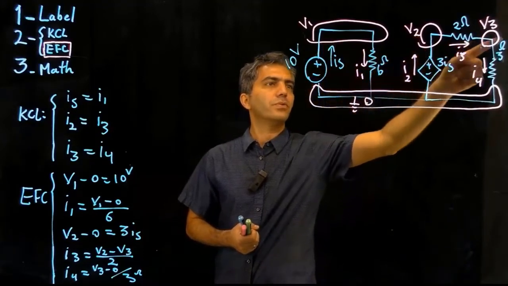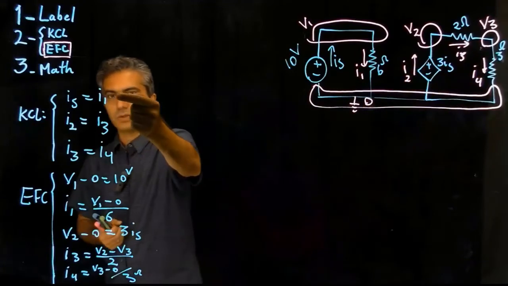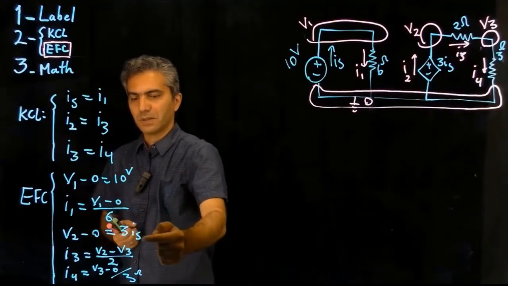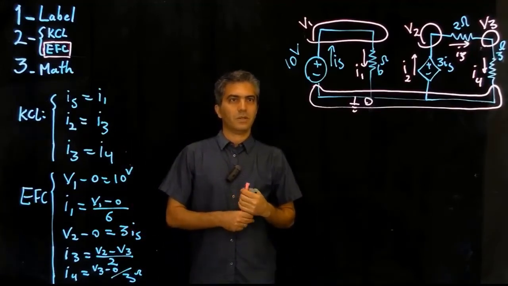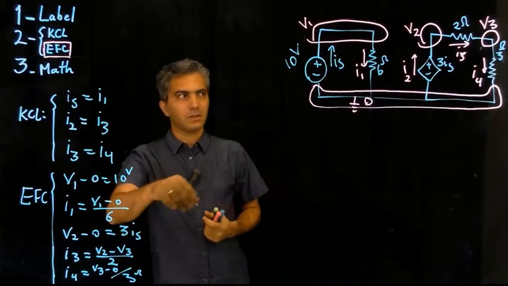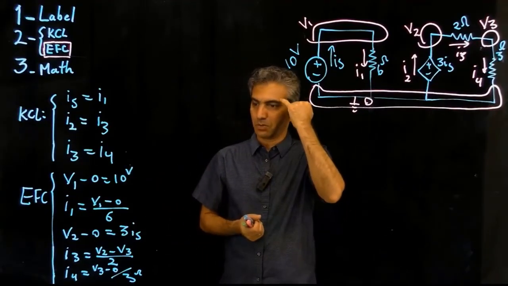1, 2, 3, 4, 5, 6, 7. And the number of equations: 1, 2, 3, 4, 5, 6, 7, 8. We actually have one more equation. As long as it's consistent, we don't have anything to worry about. Everything is going to come out to be fine.